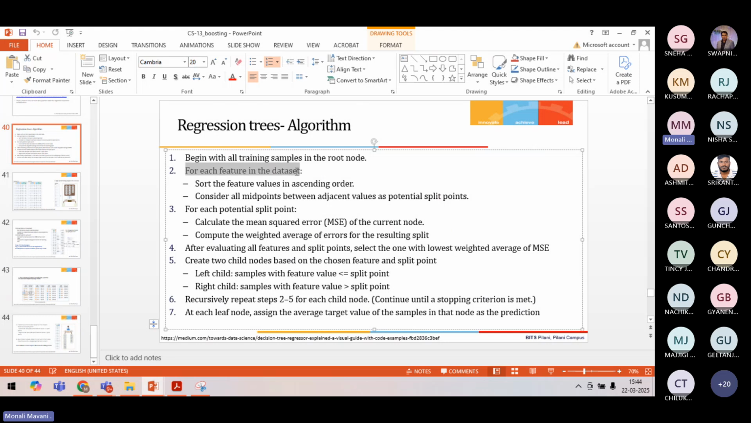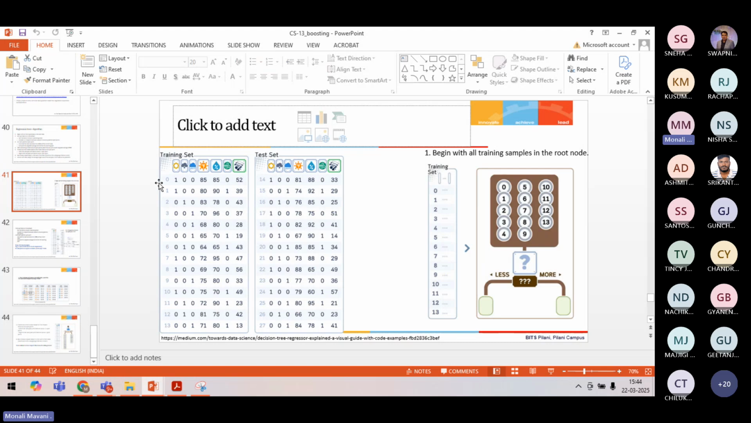For each feature in the data set, first sort the values in ascending order. Then consider all the midpoints between adjacent values as potential split points. So say I have this many features here. See, this is not important from the exam point of view. Do you really want me to explain this right now? It will take some 15 minutes.